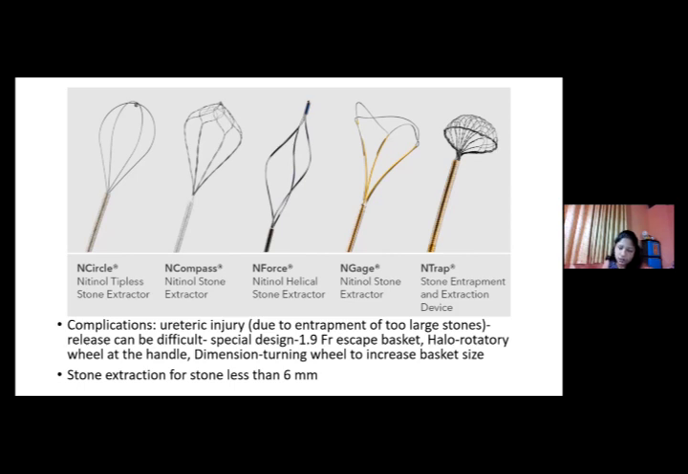If we encounter this problem, we need to solve it. Stone extractions are done for stones less than 6 millimeters. If the stone is larger than that, there will be a risk of ureteric injury.